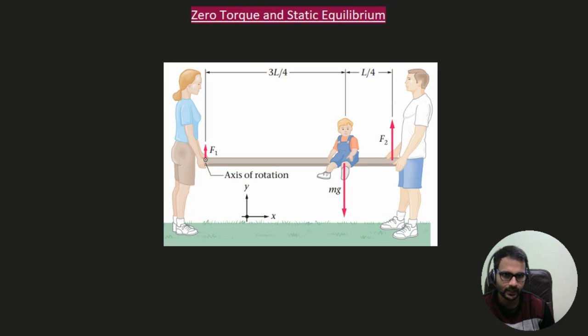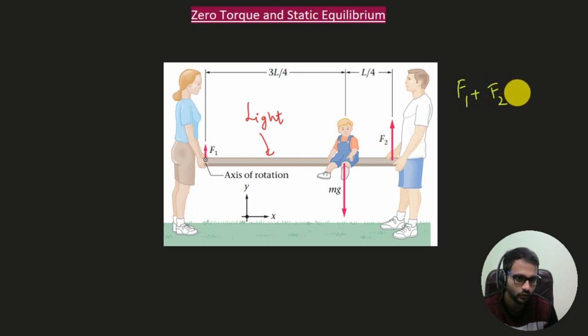Now to understand zero torque and static equilibrium, consider this situation. Here you can see parents are supporting the child on a plank. This plank is a lightweight plank, that means you can neglect the weight of the plank, right? Now, for this plank to be in equilibrium, the parents should exert a force equal to the weight of the child. That means F1 plus F2 should be equal to mg.